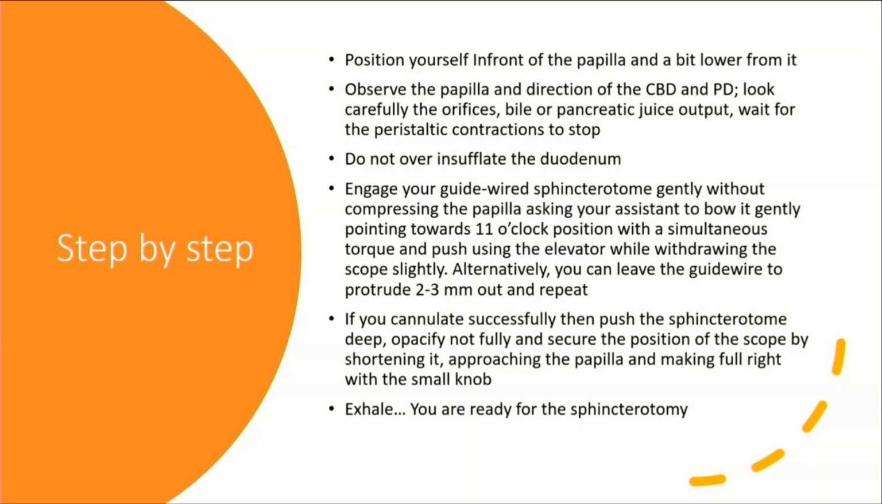Now, if you cannulate successfully, then push the sphincterotome deep, opacify, maybe not fully, and secure the position of the tip of the scope. You do that by turning right on the big wheel in order to come closer to the papilla. Exhale. This is the difficult part. All doctors, no matter how experienced they are, feel some kind of tension at this point. So exhale, you're ready for the sphincterotomy.